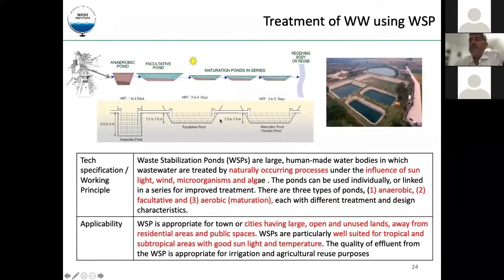Yeah, WSP, the waste stabilization pond. I think you would have seen. It's a pond system. Basically, water flows from one pond to another pond and then to the third pond. Each pond has its own treatment mechanism. The first one we call a sedimentation pond, which works anaerobically. This is a very deep pond. The second one is a facultative pond, and the third one is a maturation pond. Water flows one after the other. So first it gets into the anaerobic pond, then the facultative pond, and then the maturation pond. So this is a sequence.